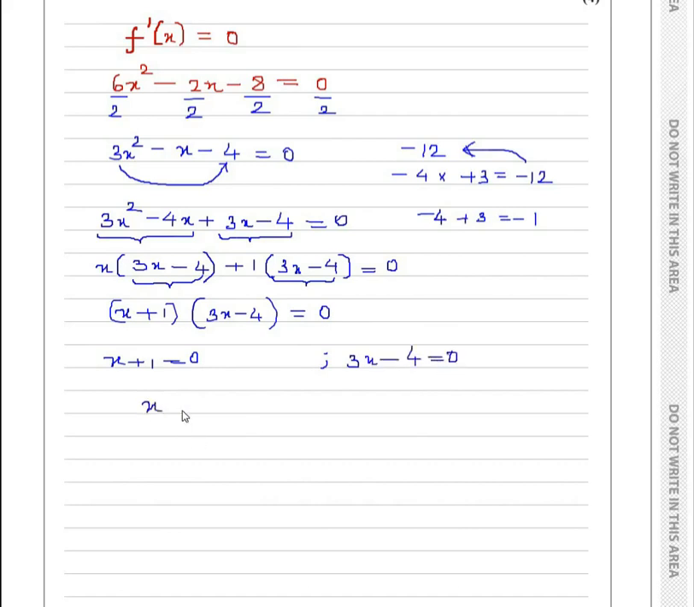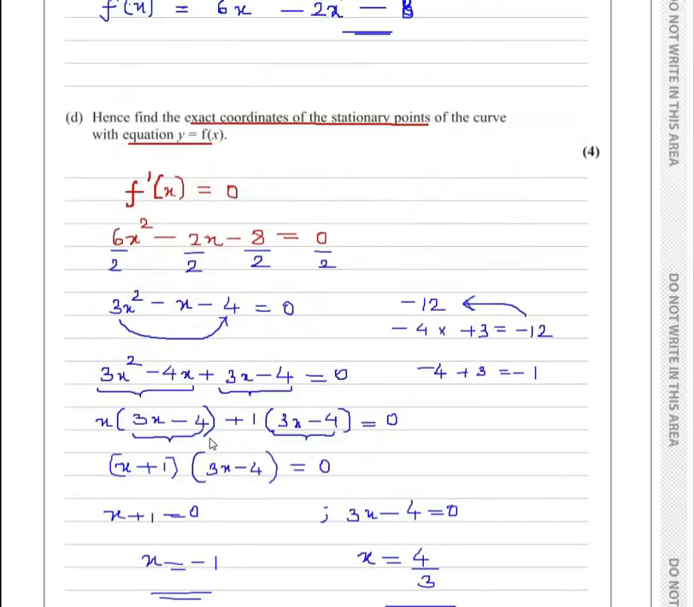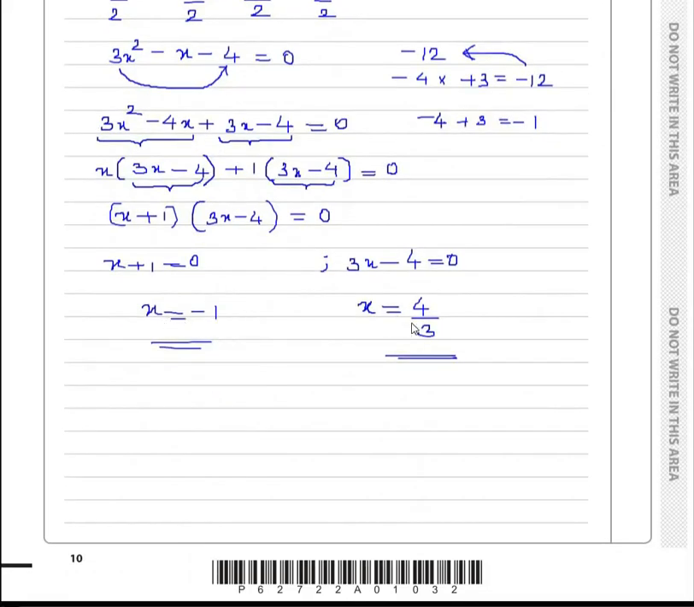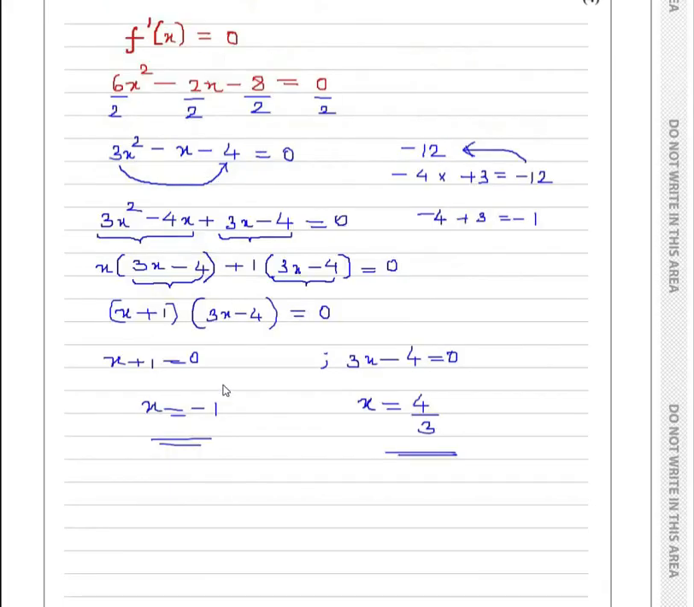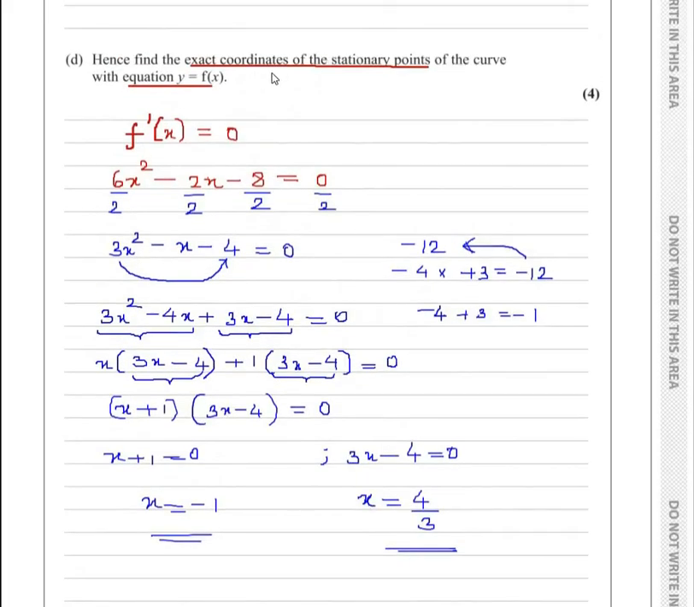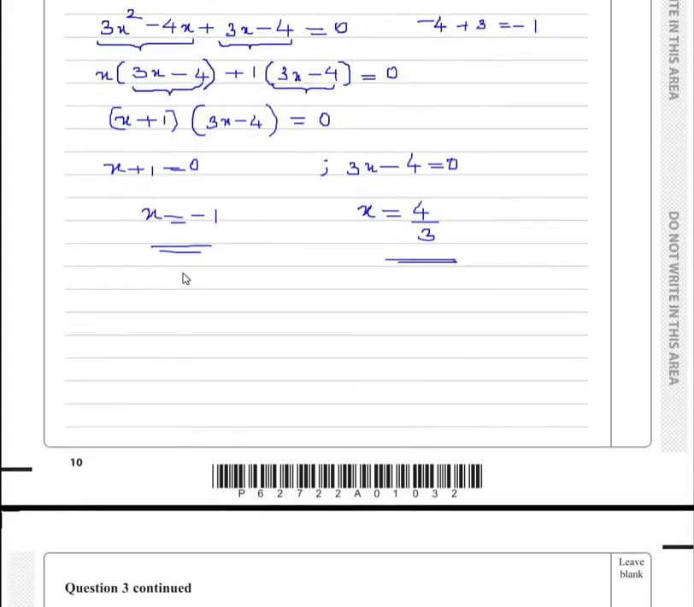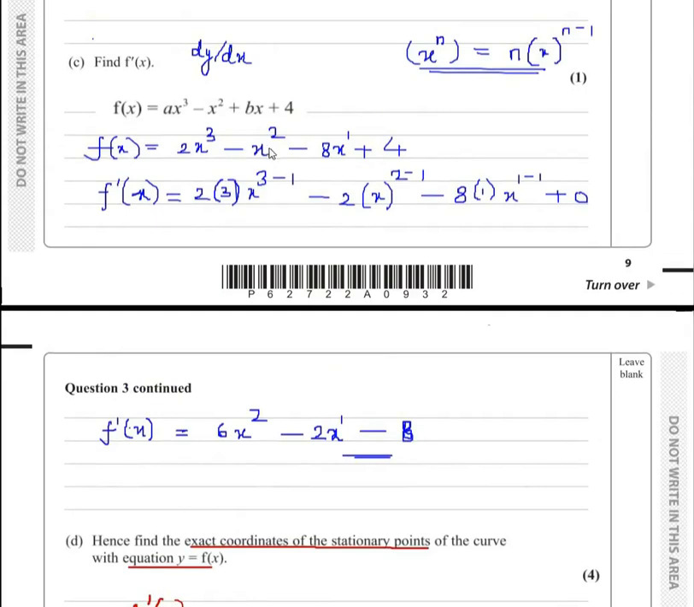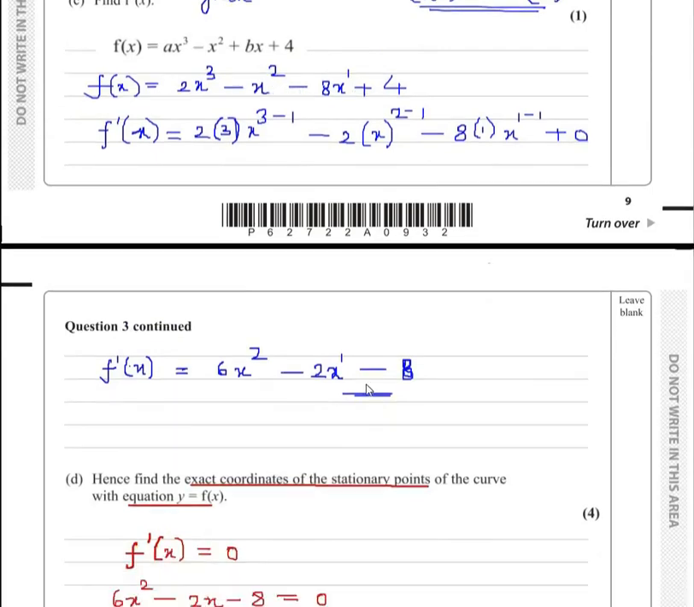So here x is equal to negative 1, and x is equal to 4 over 3. So these are the x coordinates of the stationary points of the curve. We also need the y coordinates. So what we do is take the f of x equation. F of x was 2x cubed minus x squared minus 8x plus 4.